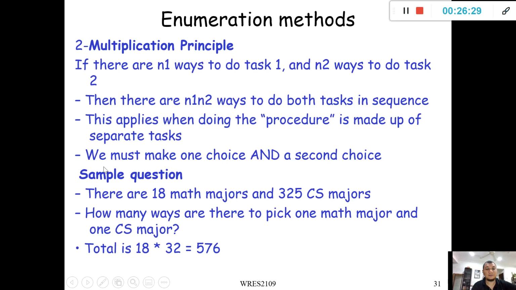Both tasks in sequence. They can occur at the same time or not at the same time, but this is the multiplication principle, which is more associated with the AND logic. So there are 18 math majors and 325 computer science majors. How many ways are there to pick one math major and one CS major? You just multiply 18 times 32 and get 576. This is n1 and this is n2.